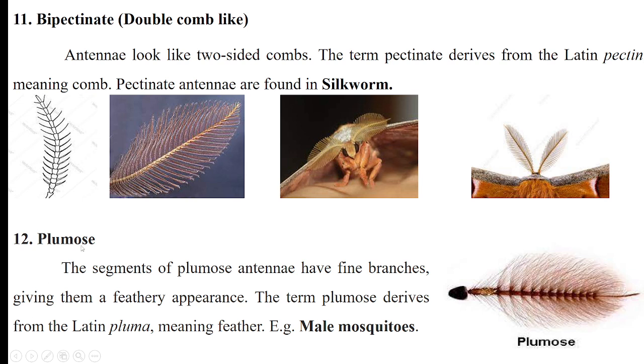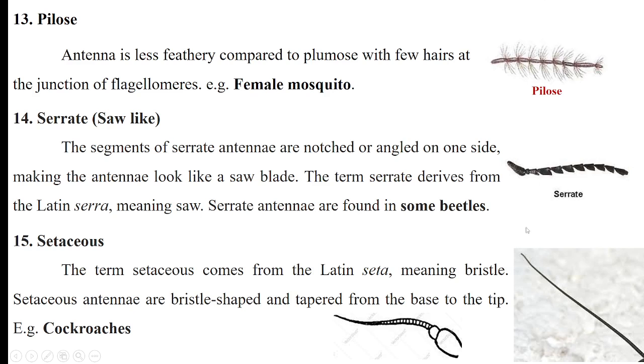Then plumose type of antennae. This type of antennae is found in male mosquitoes with very dense hairs. You can see here this antennae with very dense hairs. However, this pilose type of antennae is found in female mosquitoes, and here the antennae has fewer hairs. This is less feathery. This is the difference between the plumose and pilose, male mosquito and female mosquito.